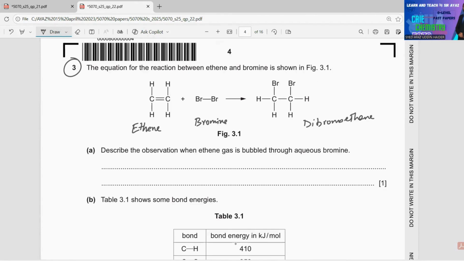Describe the observation when ethene gas is bubbled through aqueous bromine. Aqueous bromine is orange or reddish brown or yellow in color. So it goes to colorless. So I'm writing, orange to colorless.